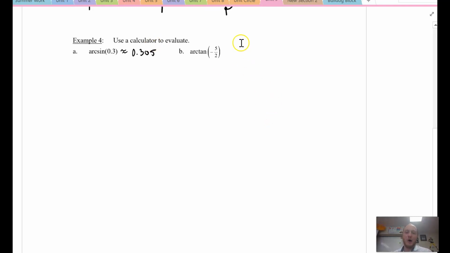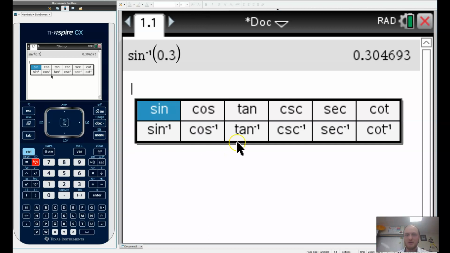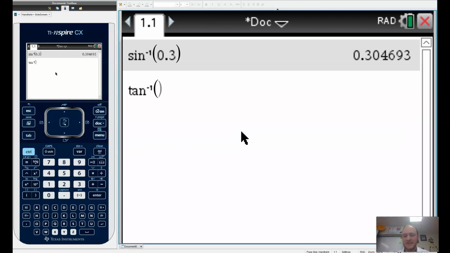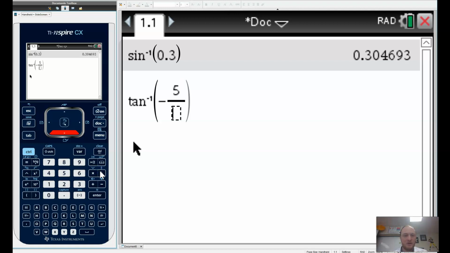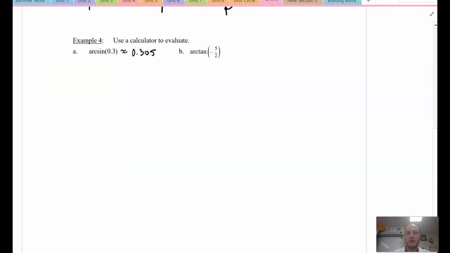Okay. Arctan of negative 5/2. I'm going to go trig, arctan, aka tan inverse. And I want negative 5 halves. 5 divided by 2, not 5 by 5. 5 by 2. Okay, and we get this value, negative 1.190.